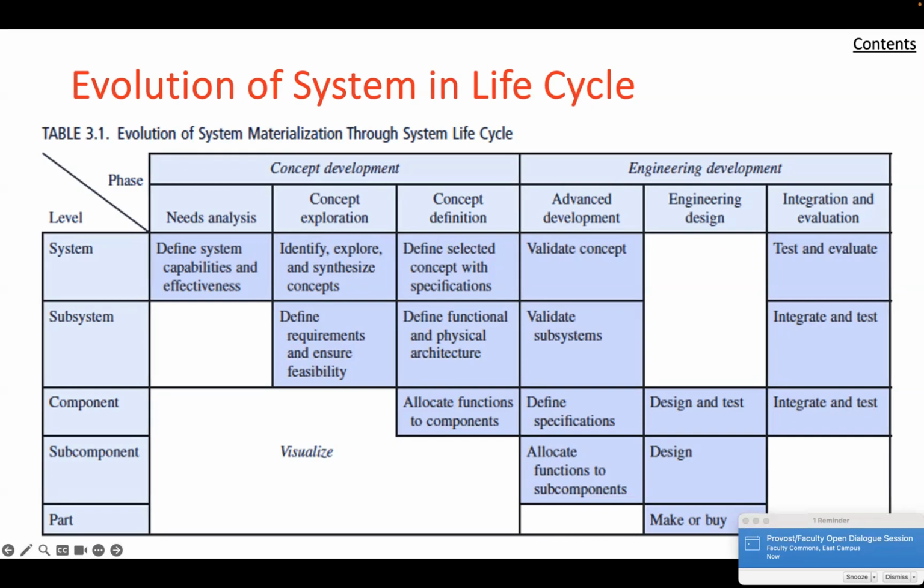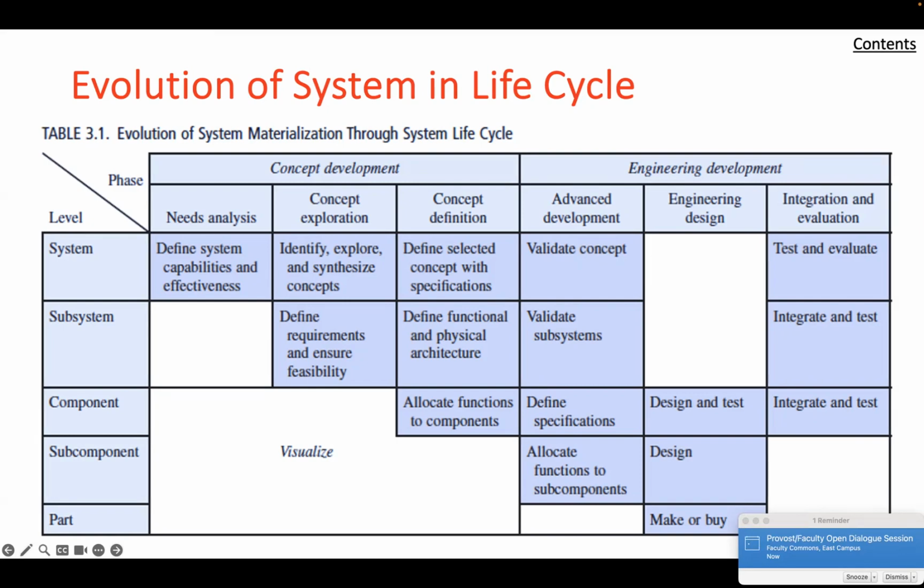The entries are the primary activities at each system level and phase, and their degree of materialization. The shaded areas indicate the focus of the principal efforts in each phase. It is seen that each successive phase defines, that is, materializes the next lower level of system subdivision until every part has been fully defined.